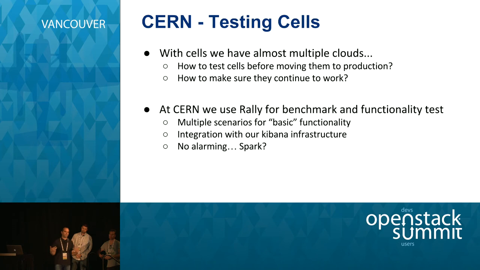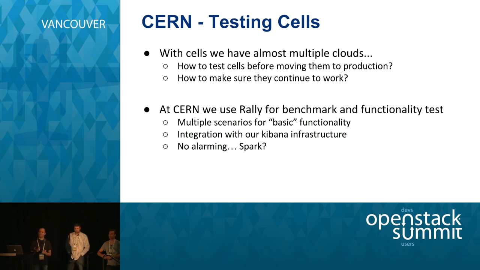Increasing the number of cells also increases the challenge of keeping everything working. So how can we make sure that our cells are performing well before and after being deployed into production? For this, we're starting to look into Rally, for benchmarking and also to test functionality. We have multiple scenarios for the basic functionality, for example, create and delete a VM using the Nova and EC2 APIs.